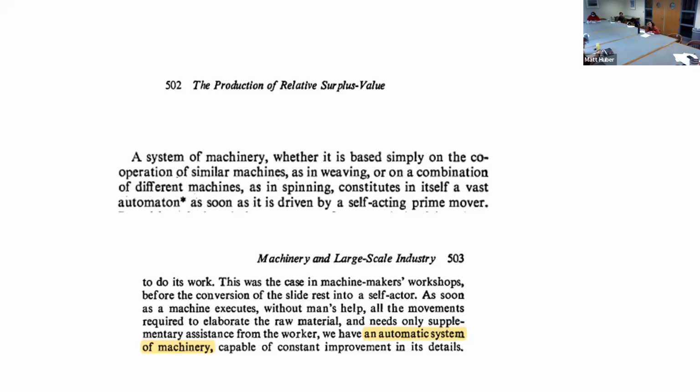These machines are then automatically doing work that had to be previously done by human hands. And it's really automation that constitutes the Industrial Revolution. It's not just simply the use of energy or something like that. And later on page 503, he just refers to it, we have an automatic system of machinery. And I think it's that automatic part that really matters.